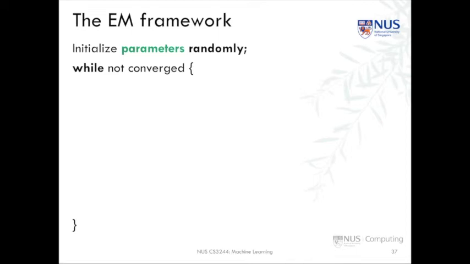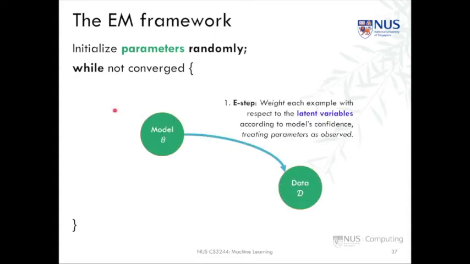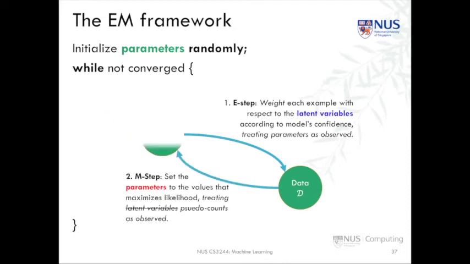So the EM framework works like this, just like in k-means. We're going to first initialize parameters randomly, and while we're not converged, that means that our probabilistic memberships are still shifting by some epsilon amount. We're going to do our E step to weight each example with respect to the latent variables. And in the M step, we're going to set the parameters treating the pseudo-counts that we have actually observed so far as the correct answers at this time step. We're going to do this a number of steps until the pseudo-counts converge and the parameters don't change.